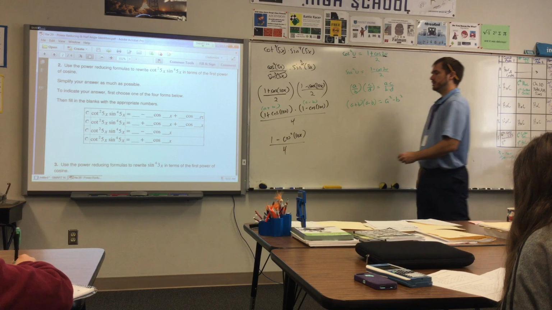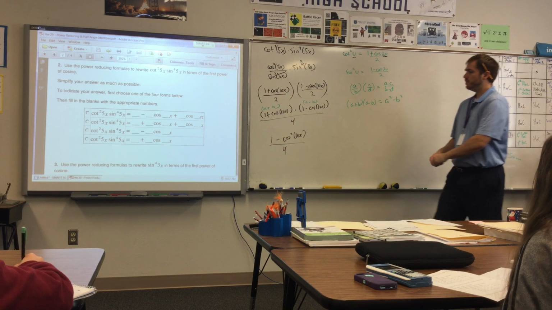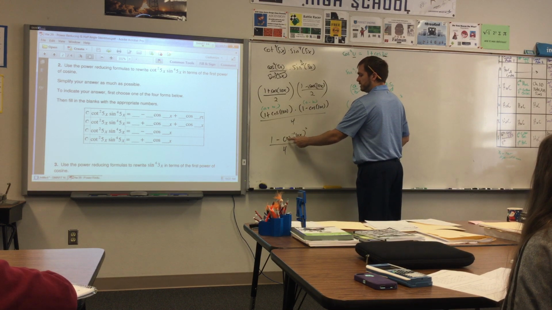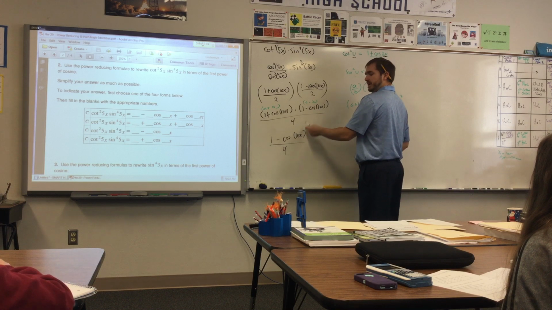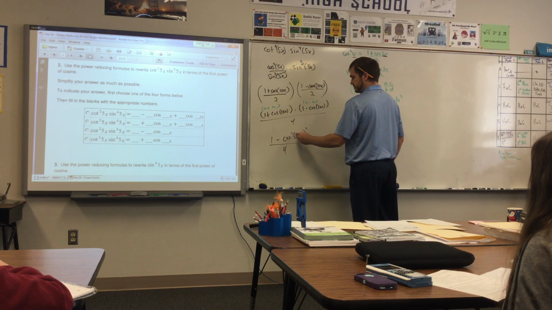All over 4. Why don't I put the squared right here, like cosine 10x squared? Because that would mean take 10x, multiply it by itself, and then put that inside the cosine function. Okay.